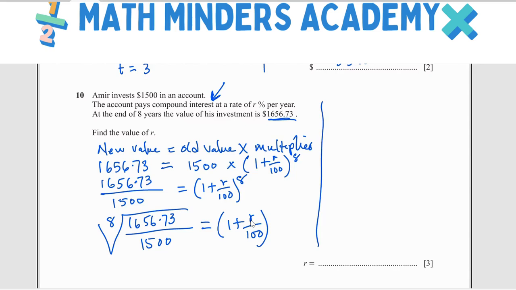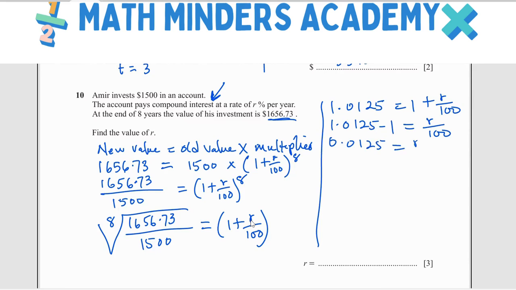Now, if you use a calculator to take the 8th root of that, we are going to get 1.0125 and so on and so forth, equals 1 plus R all over 100, okay? You have 1.0125 minus 1 equals R over 100, okay? This becomes 0.0125 equals R over 100.